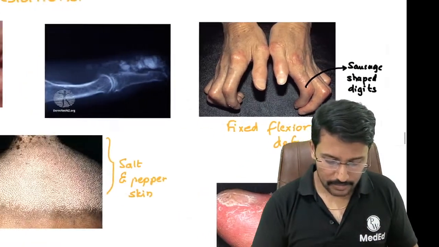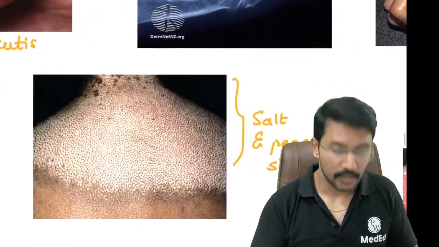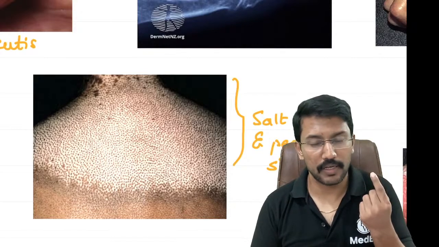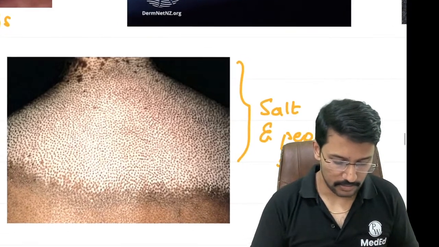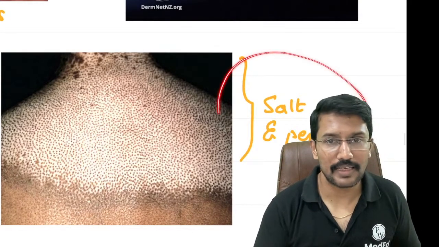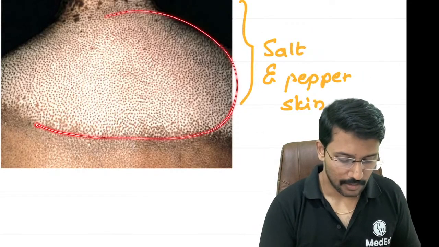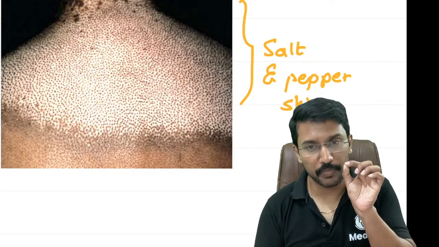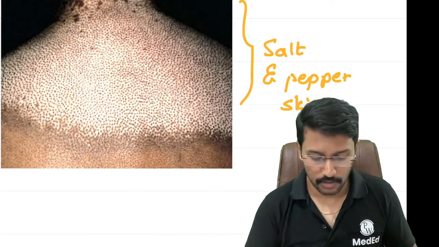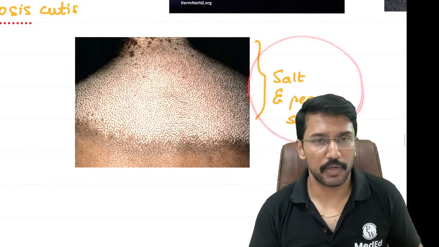Other than that, what other skin changes will we see? There can be hypopigmentation around the hair follicles, giving rise to what we call salt and pepper skin. Here you can see dot areas of pigmentation present, surrounding which the pigmentation is gone. We call it salt and pepper appearance.